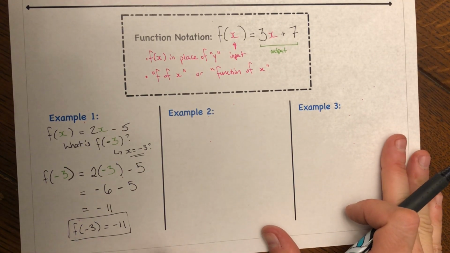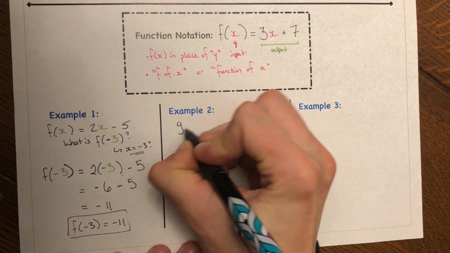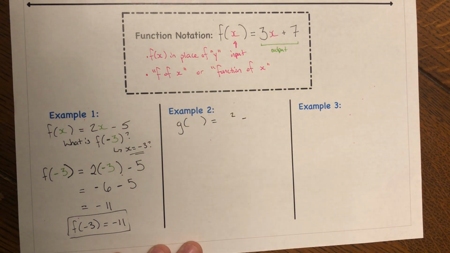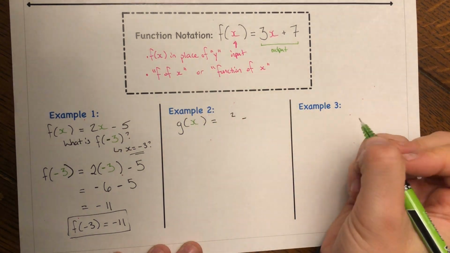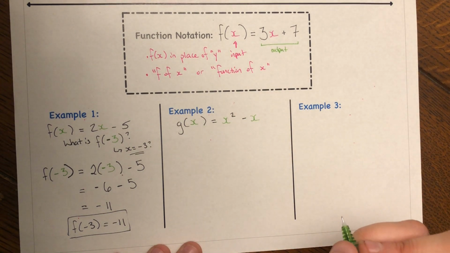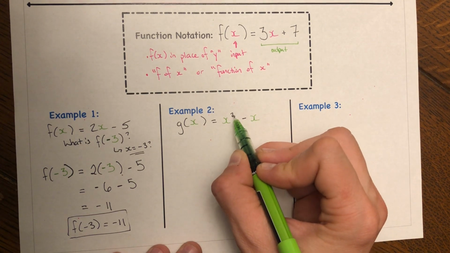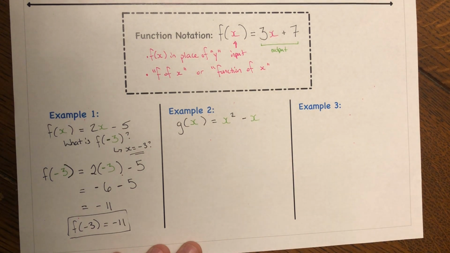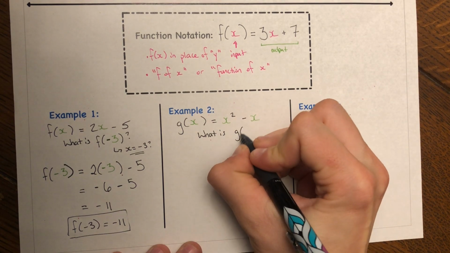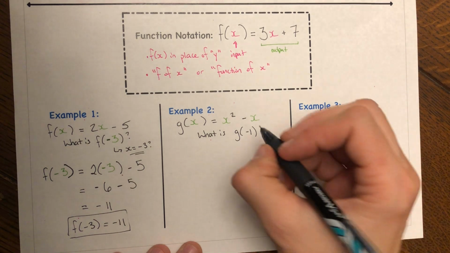So let's do a slightly harder one. Sometimes we see functions with different letters. So this one, we're going to actually say the function's name is g, and what it does is this. Function g takes x, squares it, and subtracts x. So g of x, or g as a function of x, equals x squared minus x. And I might want to know, what is g of negative 1?